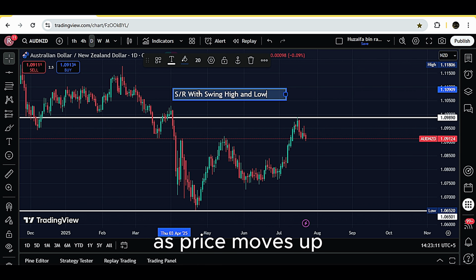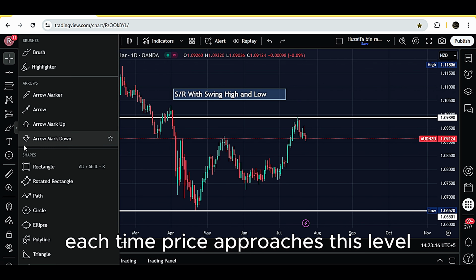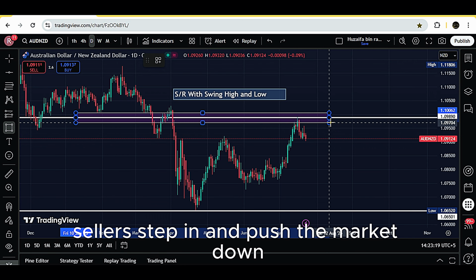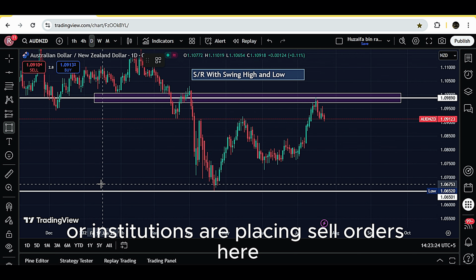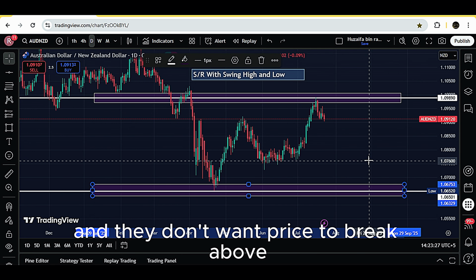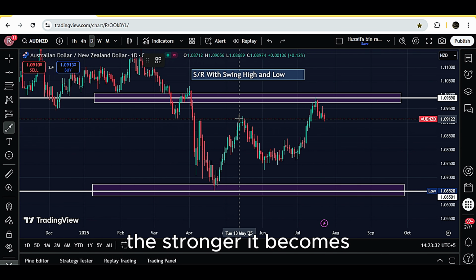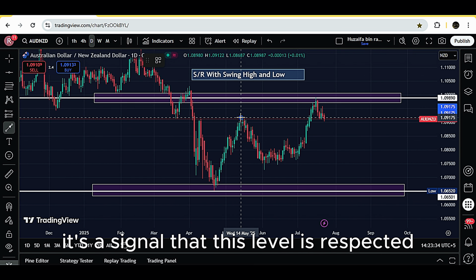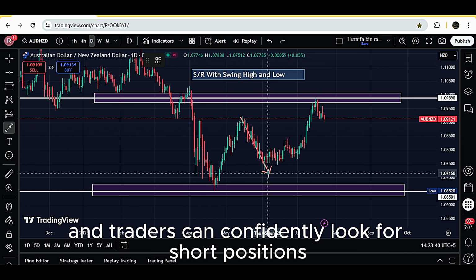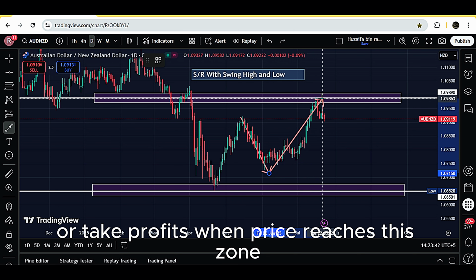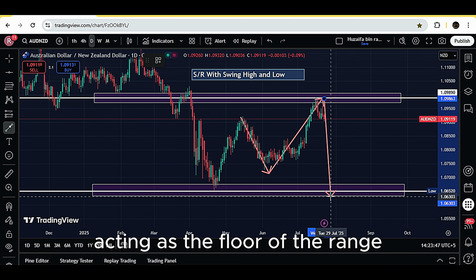As price moves up, it repeatedly tests a horizontal resistance zone. Each time price approaches this level, sellers step in and push the market down. This indicates that large players or institutions are placing sell orders here, and they don't want price to break above. The more this resistance is tested without breaking, the stronger it becomes. It's a signal that this level is respected, and traders can confidently look for short positions or take profits when price reaches this zone. On the flip side, we have the support level acting as the floor of the range.